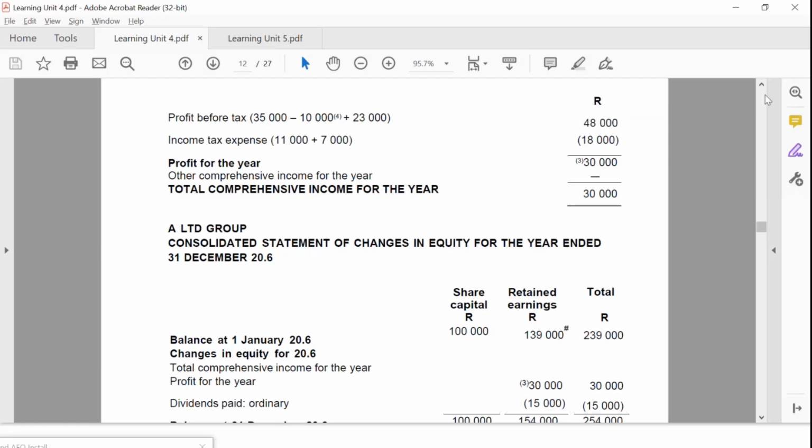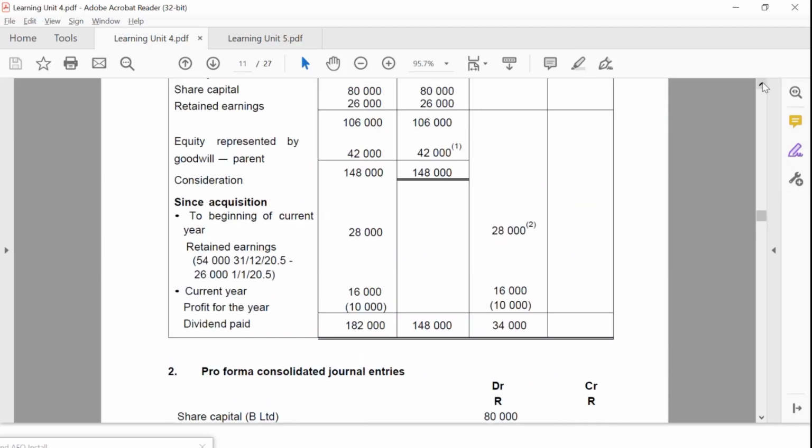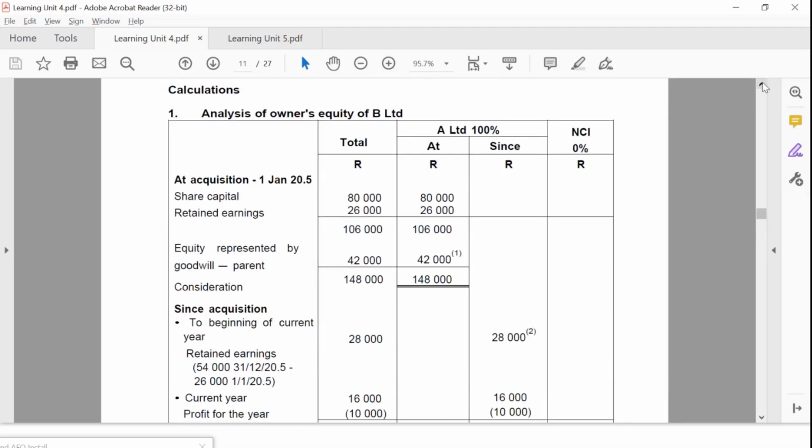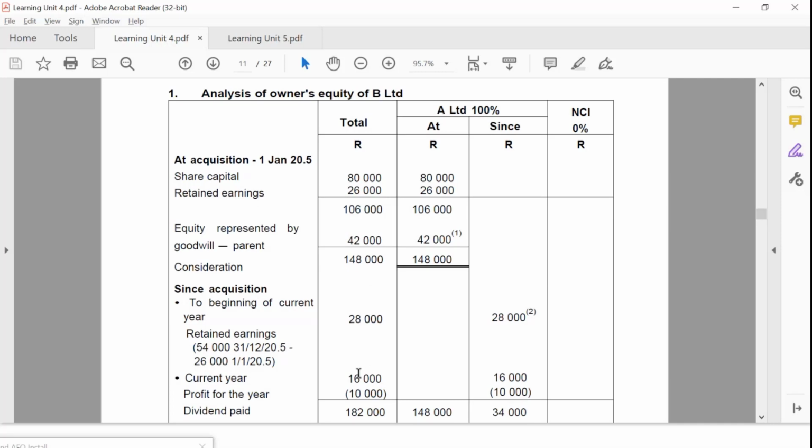But if you look at the analysis, let's go to the analysis. Yes. Okay, so the analysis will have profit current year 16,000, right? So if this was an 80% holding, the 16,000 will be 16,000 times 75%, right?